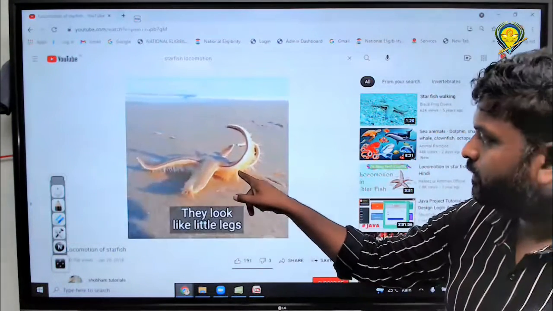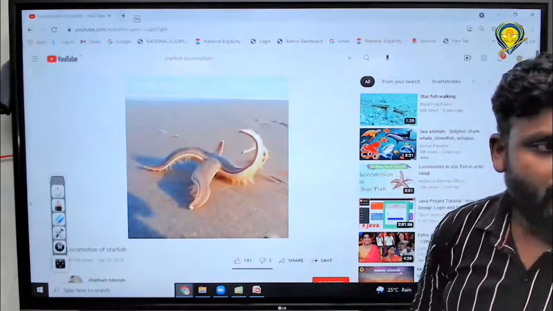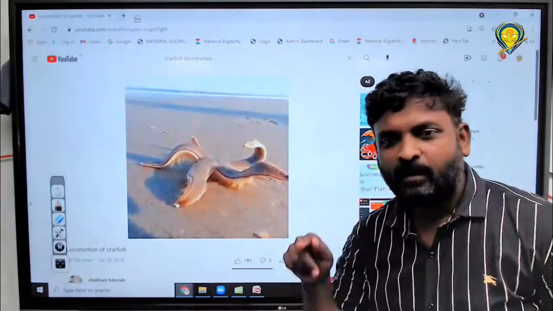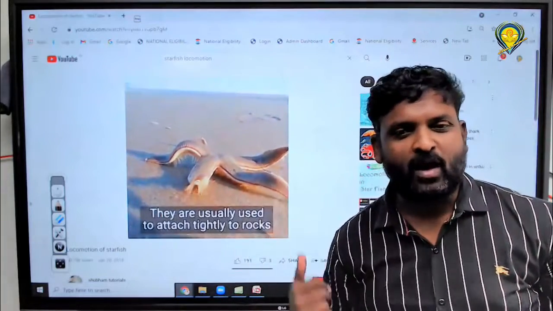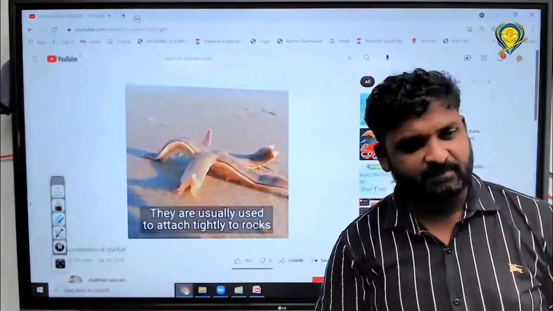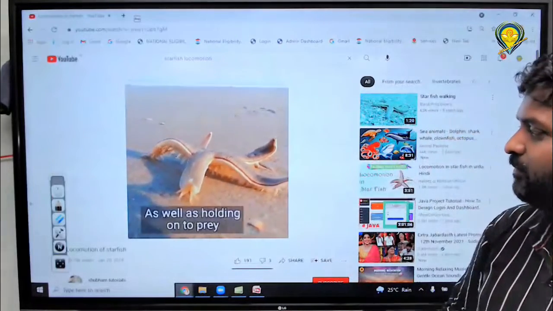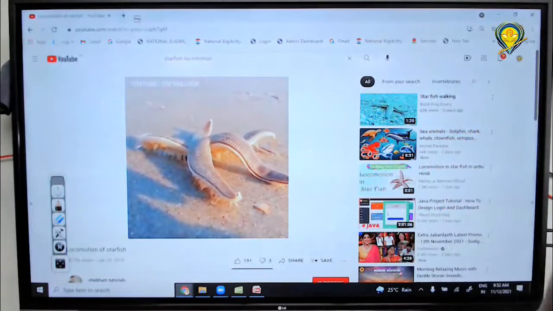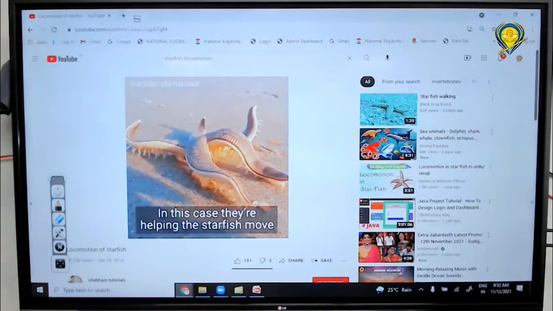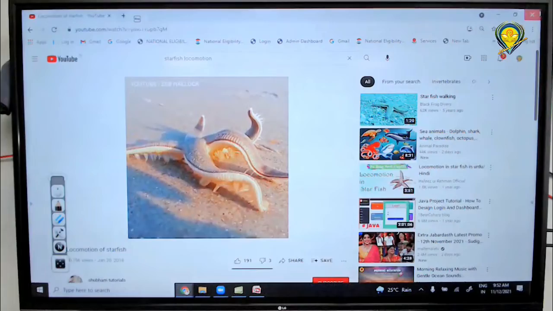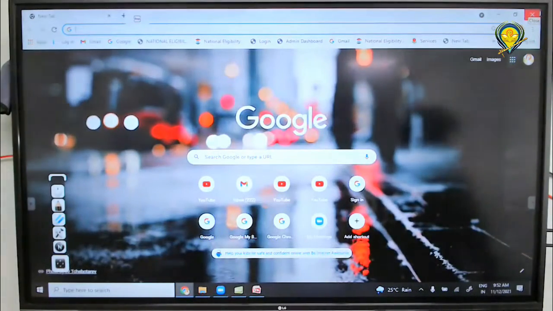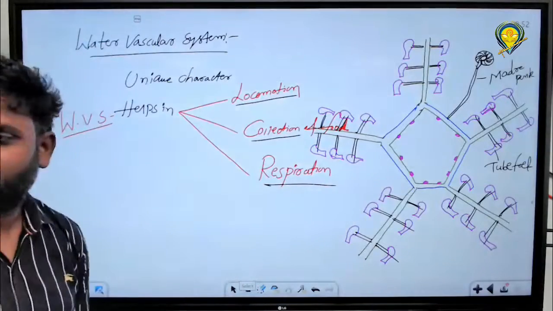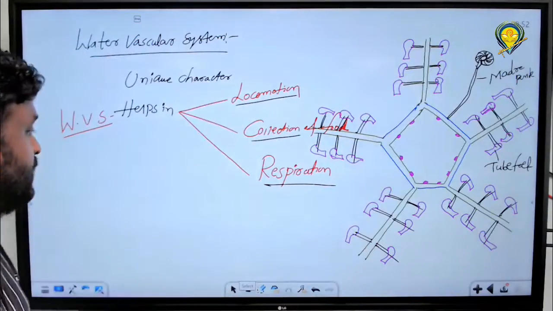Have you seen this one? I got it, right? These are the tube feet, right? But the water vascular system, you can see here, is for locomotion. Holding to prey means nothing but collection of food. Got it? That is the function of locomotion, right? And next one, what?